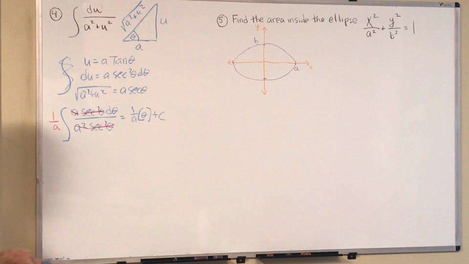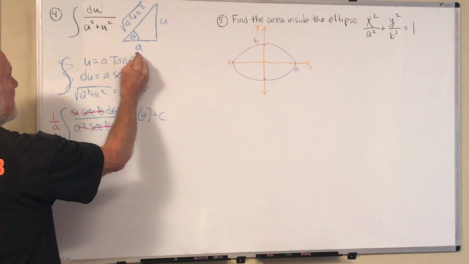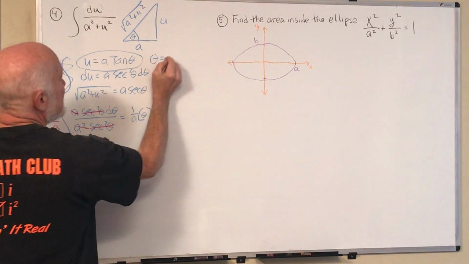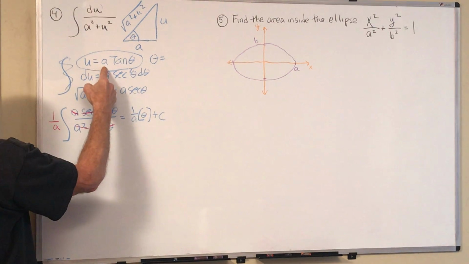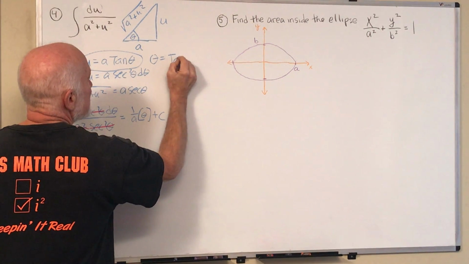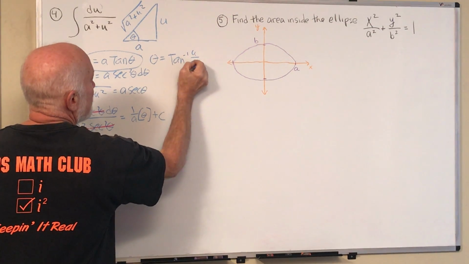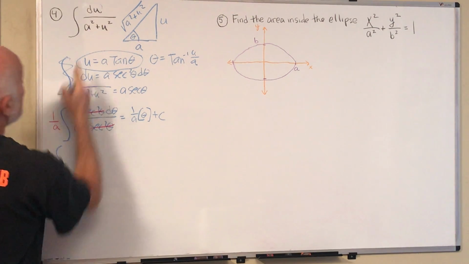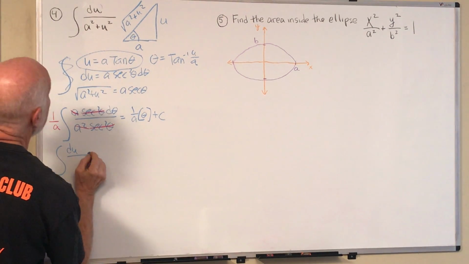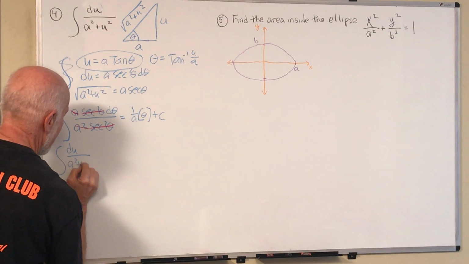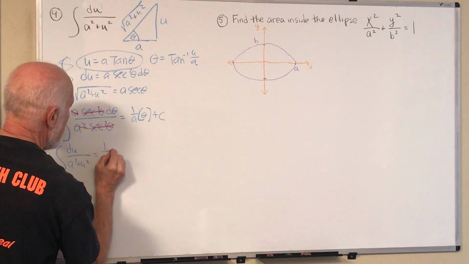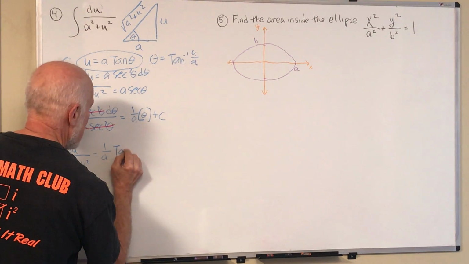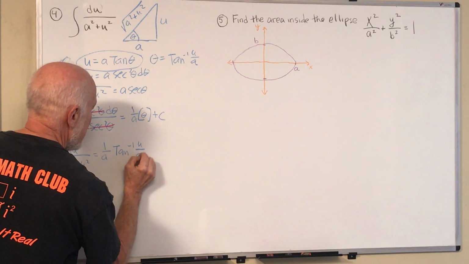Now you can't leave it with theta, so you have to go back to here and solve for theta. The tangent of theta is u over a, so theta is going to be the inverse tangent of u over a. So your final answer is, and I'm going to write what the problem was again, it's equal to 1 over a times the inverse tangent of u over a plus c.